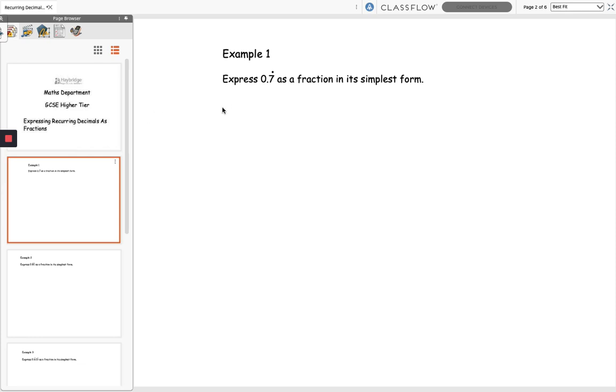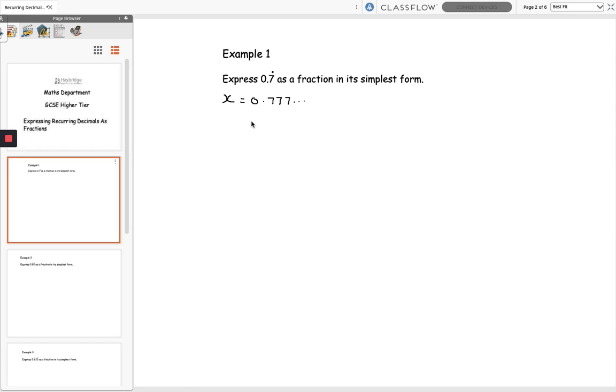So we're going to begin by looking at a fairly simple example. We're going to express 0.7 recurring as a fraction in its simplest form. So we begin by putting the recurring decimal as equal to a variable. So I'm going to use x, and I'm going to put that equal to 0.7 recurring, but I'm going to expand the decimal. So I'm going to write out the recurring group a few times so that I can see what it looks like, because that will then make it easier for me to see what I need to do next.